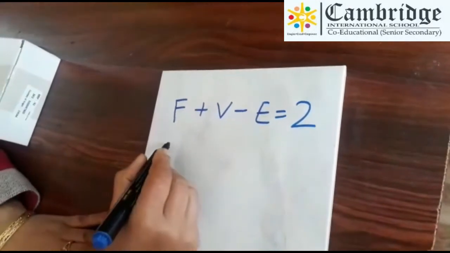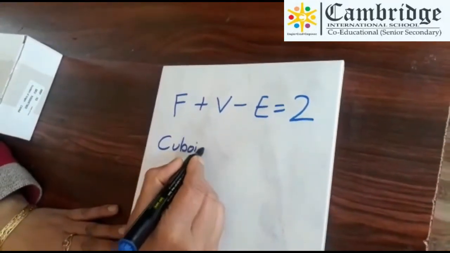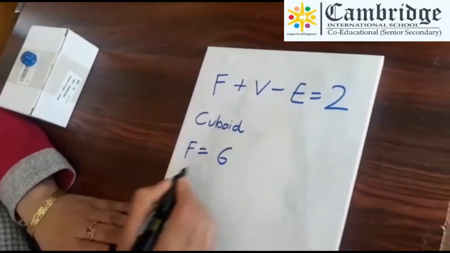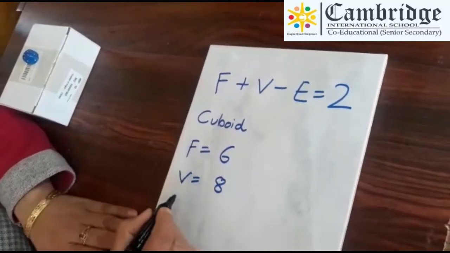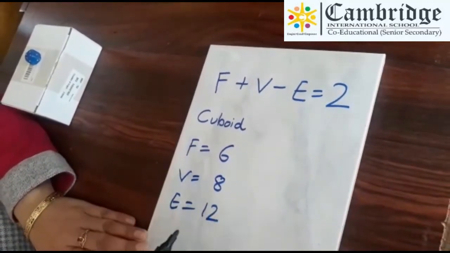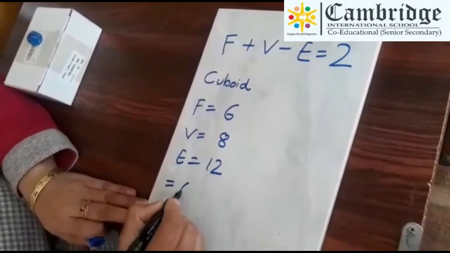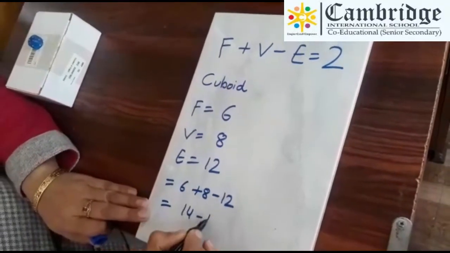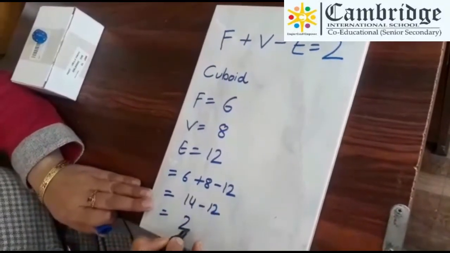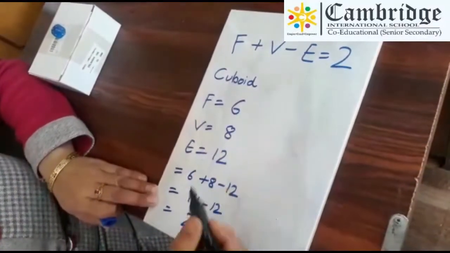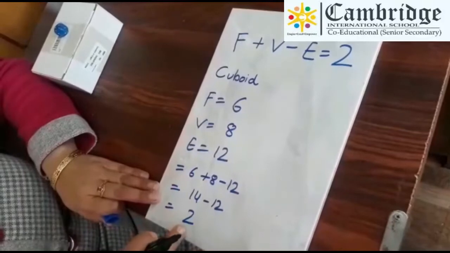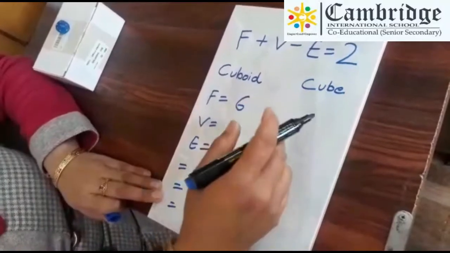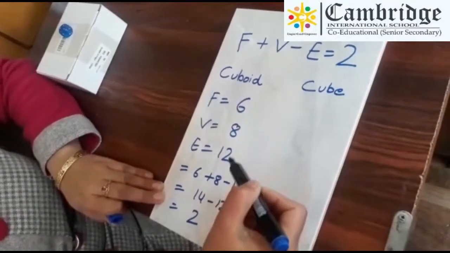Let's apply this formula first for the cuboid shape. So what is a cuboid? In a cuboid you have 6 faces, 8 vertices and 12 edges. Now when we apply the formula we will get 14 minus 12 equals 2. So what is Euler's formula? That when you apply this for a polyhedron shape, your answer should come 2. Now you can apply the formula for a cube also, because in a cube you have the same faces, vertices and edges.